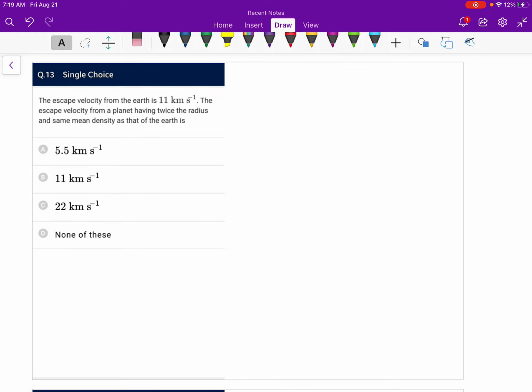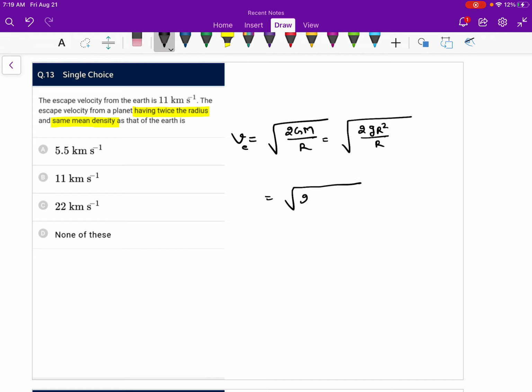The escape velocity of a planet having twice the radius and same mean density. So V escape is under root 2GM by capital R. Now GM is g R square, and now 2R, and small g is 4 by 3 pi rho G capital R.